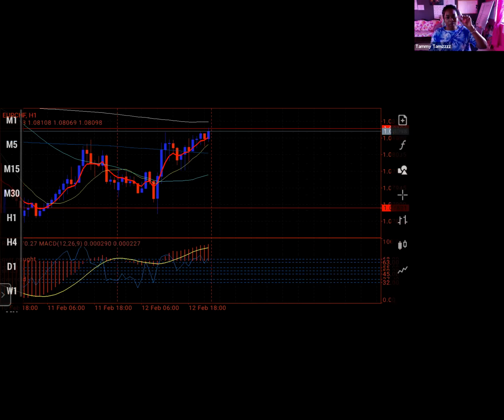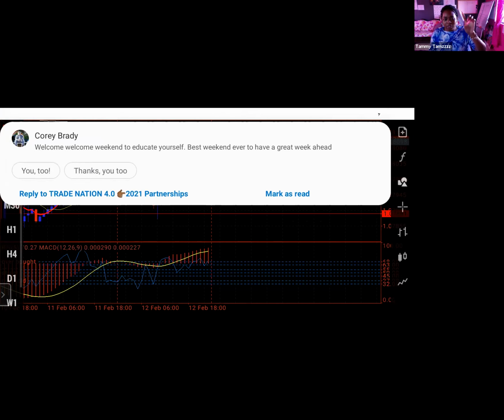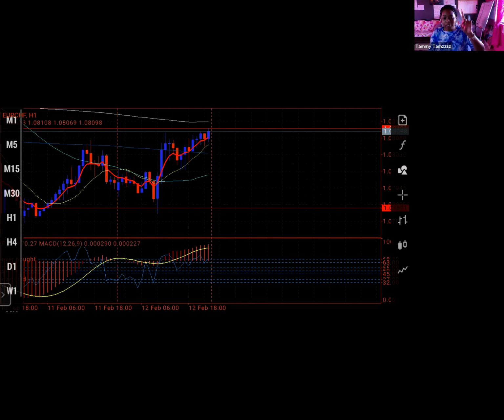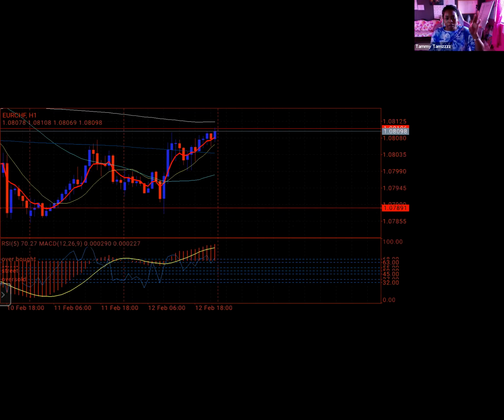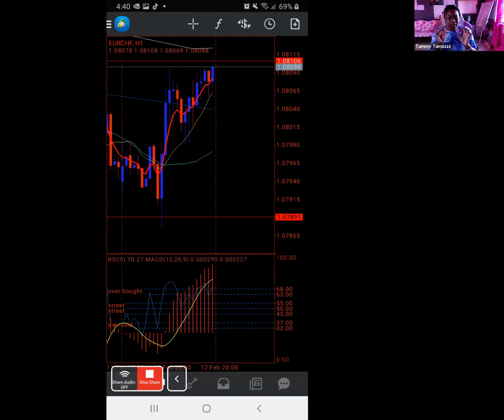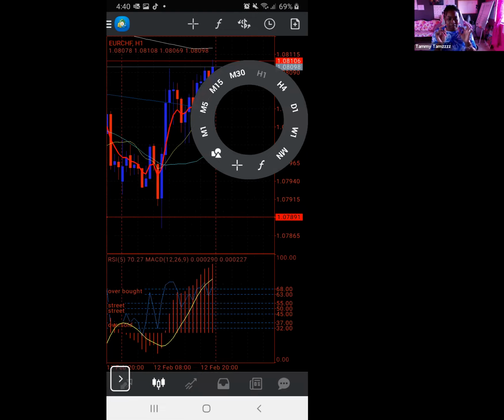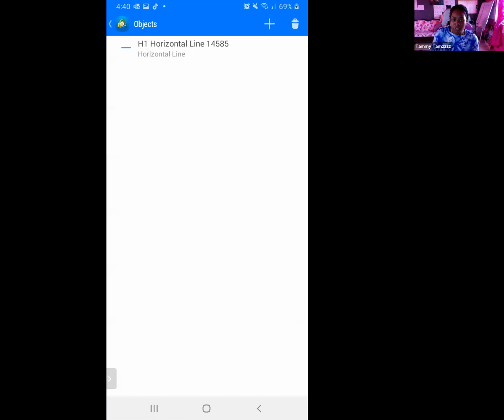Tap the screen anywhere on your chart. Guys, when she tapped the screen, this stuff came up. Turn your phone up vertically. Good. Tap the screen anywhere on your chart. This circle will come up for you Android users, and you want to click this triangle, square, circle icon.